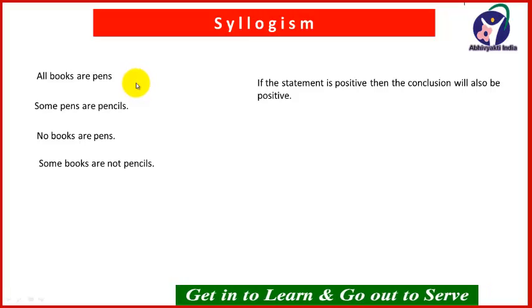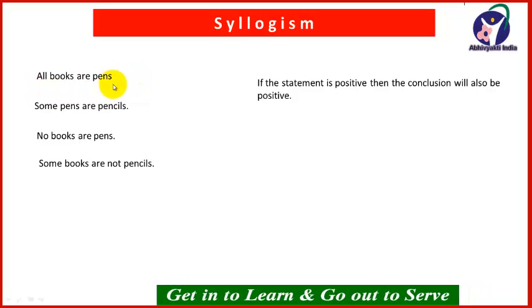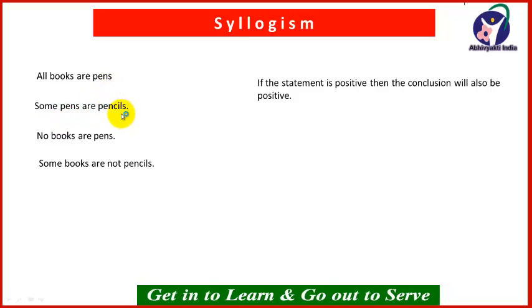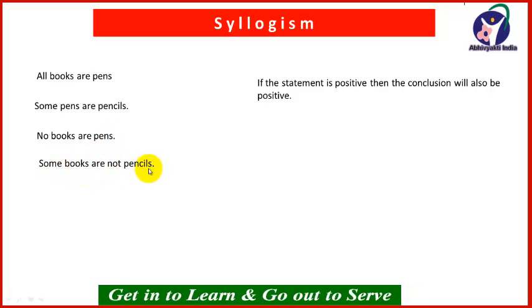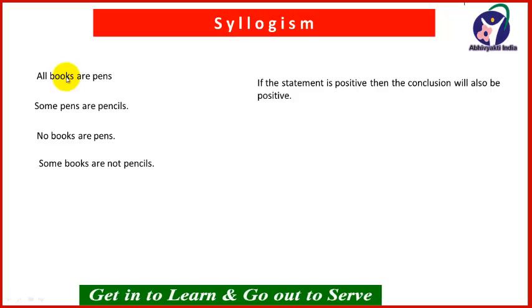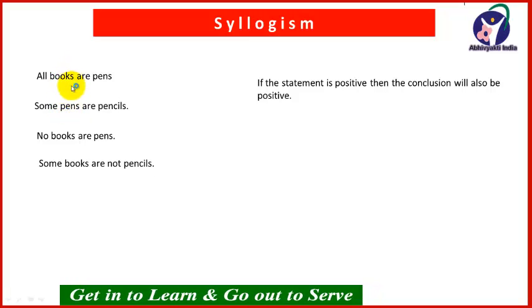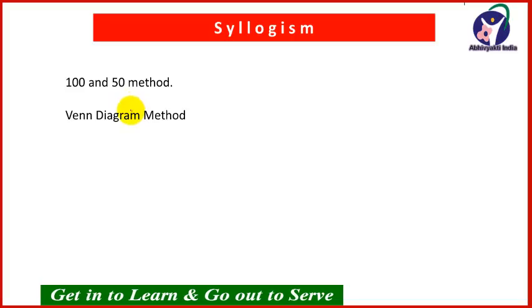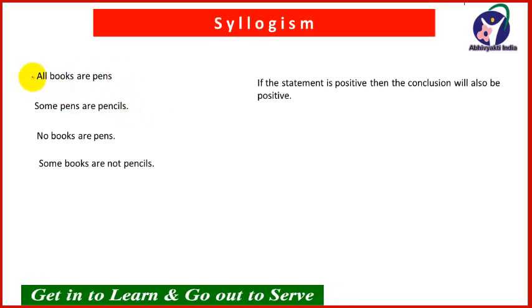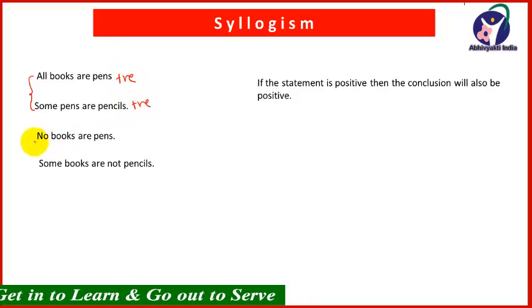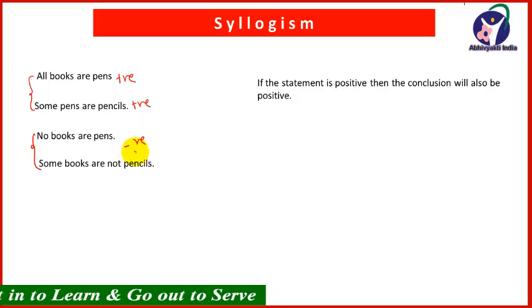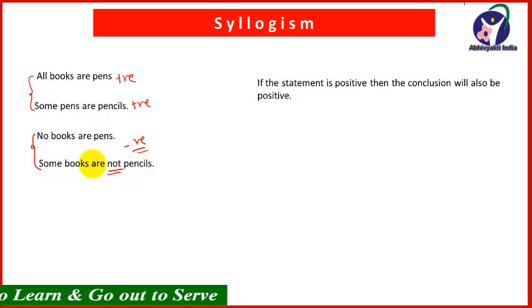Here the statements are generally of these types. All books are pens. Some pens are pencils. No books are pens. Some books are not pencils. Here these first two are the positive statements, and the next two are the negative statements. No books are pens, some books are not pens. These are the negative statements and these are the positive statements.